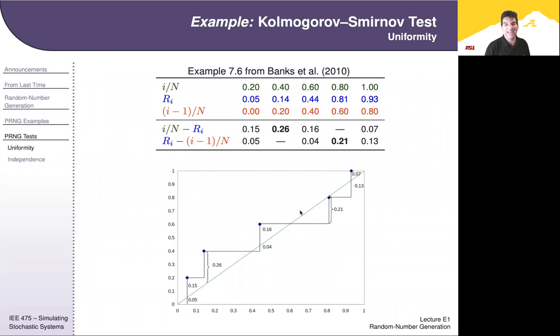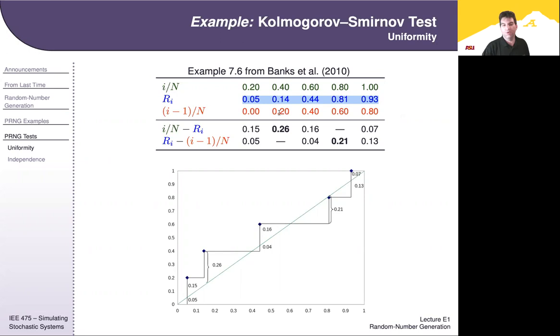This is the test you use when you have a small number of samples, so that you can't bin them into bins where the chi-squared test works and does anything useful. In this case, I've given five numbers, I sorted them, and then I end up comparing them each to i divided by n, so 0.2, 0.4, 0.6. This is 1 divided by 5, 2 divided by 5, 3 divided by 5, and so on. And underneath here, this is 0 divided by 5, 1 divided by 5, 2 divided by 5, and so on.